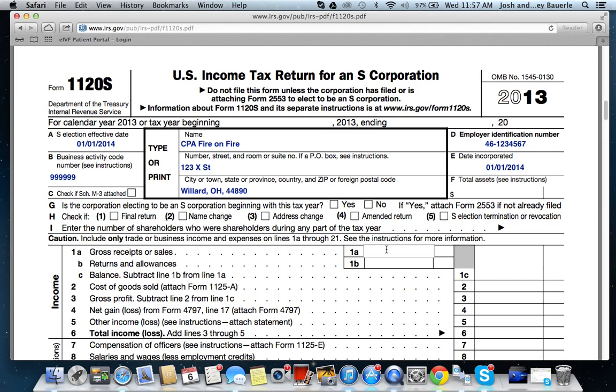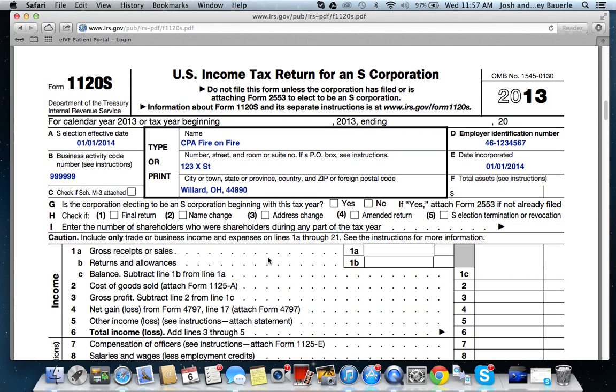Then we get down to the fun stuff here, the actual tax information. So line 1, they want to know your gross receipts or sales. This number is just the revenue you took in before any expenses, so the exact amount that your customers paid you. So if you made $150,000 for the year, that's where that goes. And you always round up or round down to the nearest dollar. So under 50 cents, go down, over 50 cents, go up. You never have to put change on your tax return.